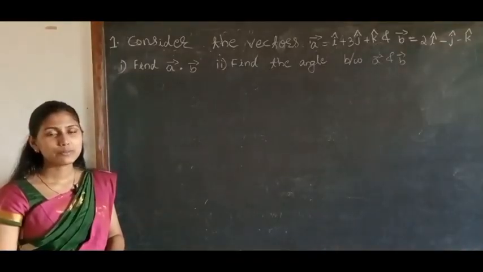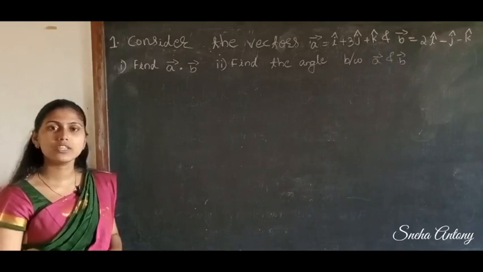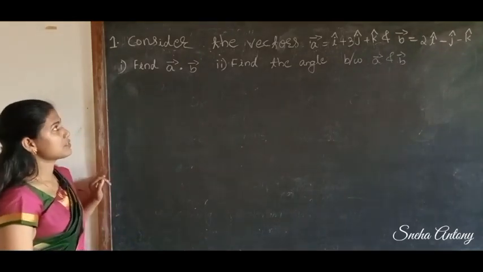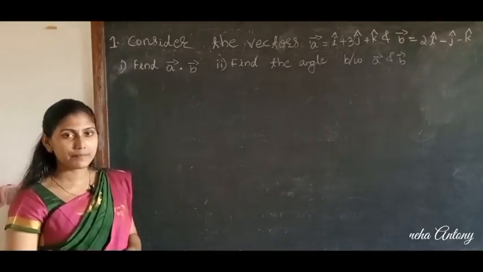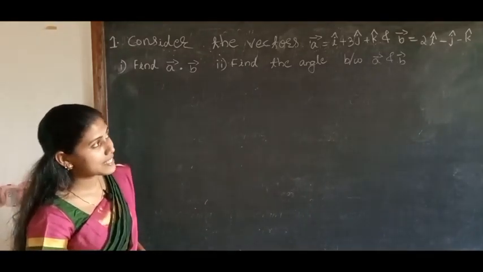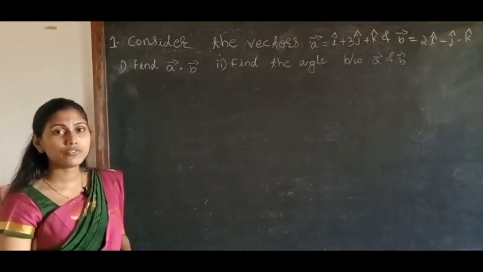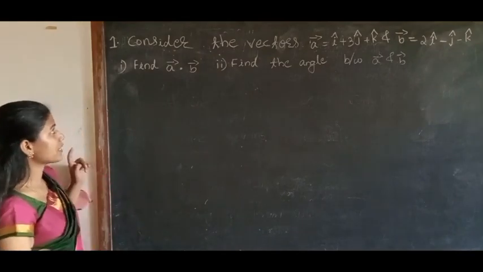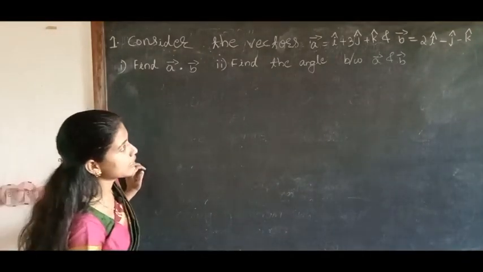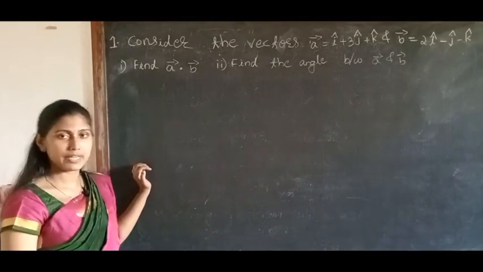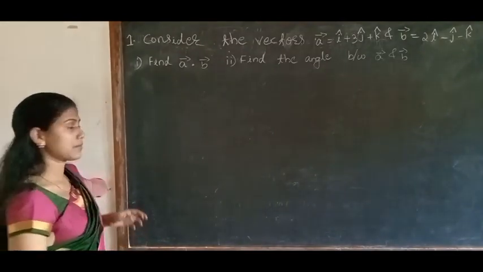Now we are going to do the problems related to product of two vectors, which is a continuation of the previous video. The first question is, consider the vectors vector A is equal to i cap plus 3j cap plus k cap and vector B is equal to 2i cap minus j cap minus k cap. Then we have to find two sub-questions. First one is find vector A dot vector B and the second one is find the angle between vector A and vector B.